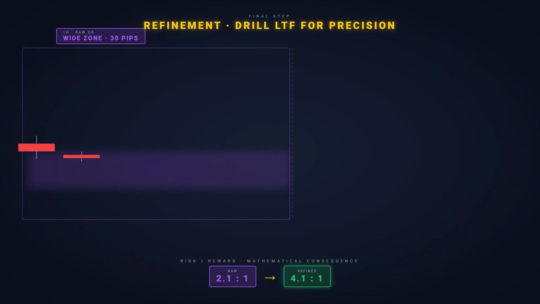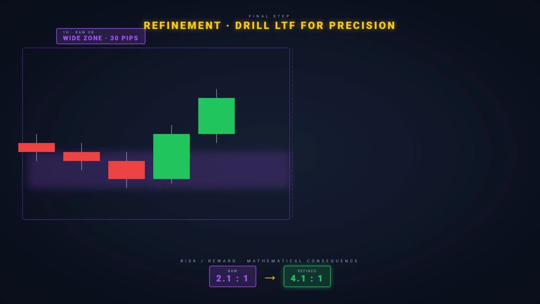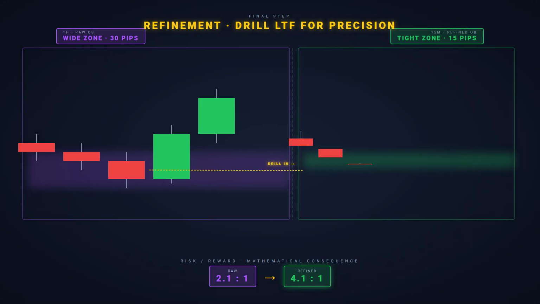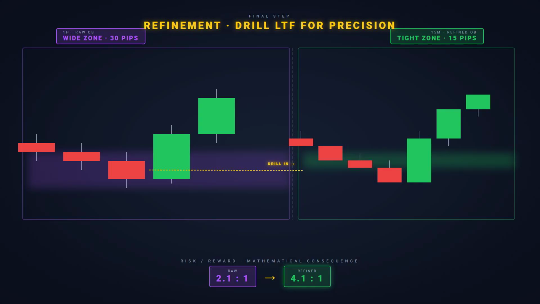Pause here and study this OB on screen. The raw zone on the 1 hour is marked in full. Now watch what happens when we drill into the 15-minute. The actual origin candle is the last bearish candle inside that zone, and it's half the size of the full zone. That is your refined OB. That is your entry range.